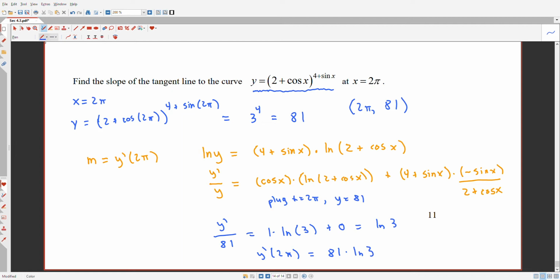And now maybe in purple I will end this. I'll say, okay, y minus y1 equals m times x minus x1. Y minus 81 equals, m is a weird number, 81 times the natural log of 3 times x minus 2 pi. This is a bizarre looking tangent line, but that's its equation.